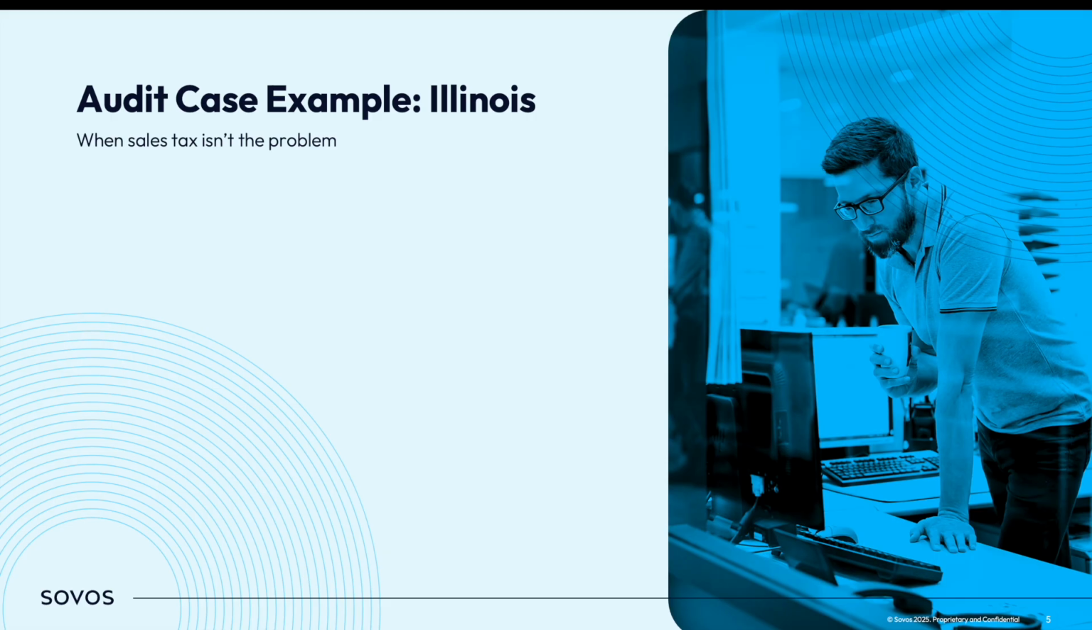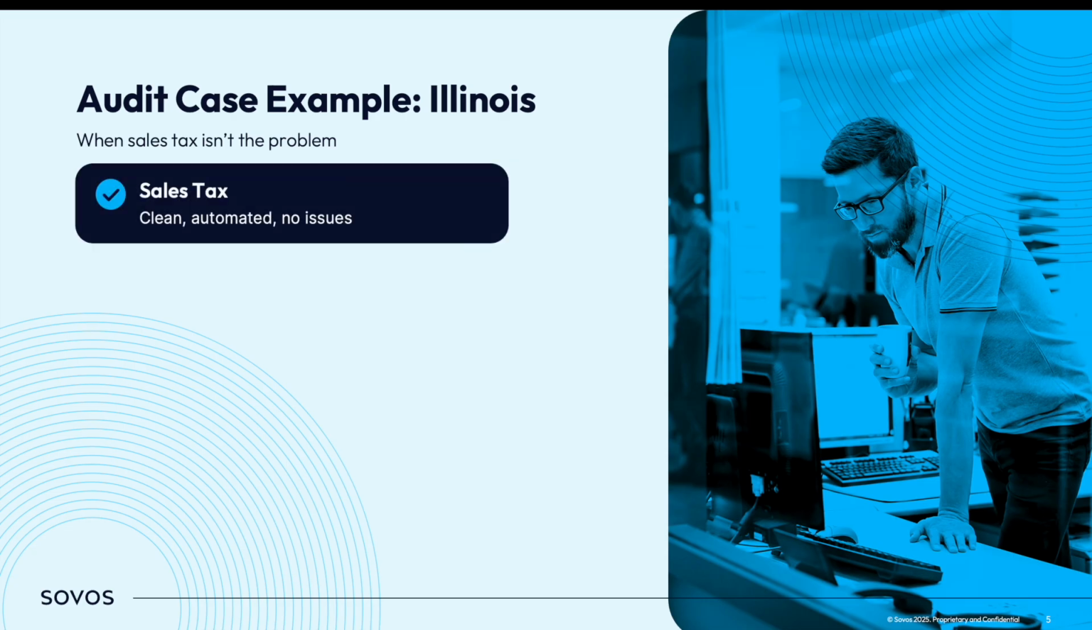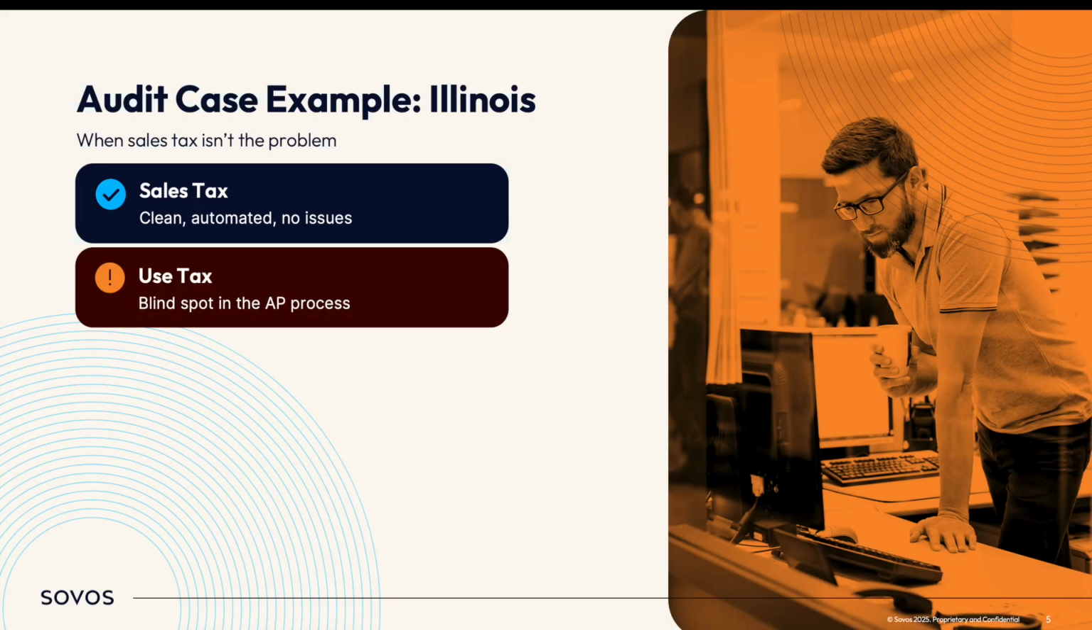So let me close with an example. Earlier this year, the CFO of a mid-sized manufacturing firm received an audit notice from the state of Illinois. And really at its face, nothing unusual. These things happen. Their sales tax systems were clean, they were fully automated, and had passed similar audits before. But this time, the problem wasn't with the sales tax. Again, it was with use tax.